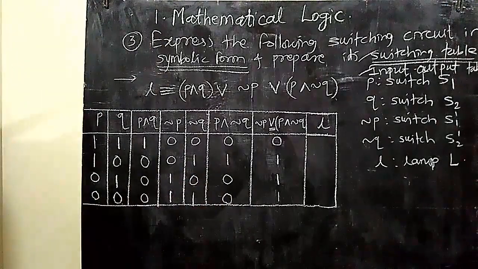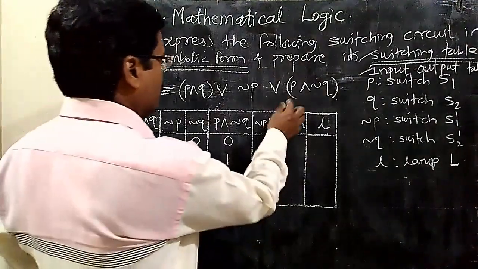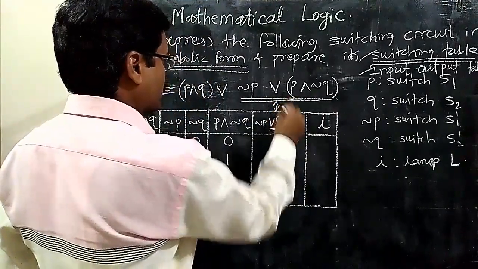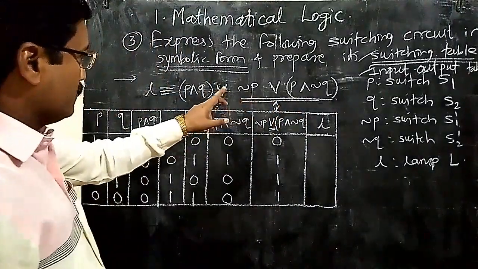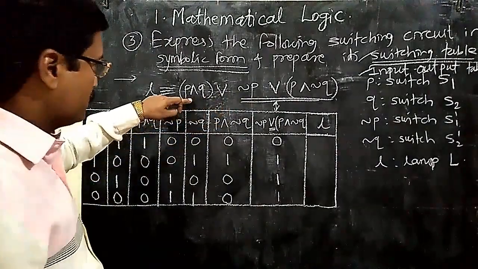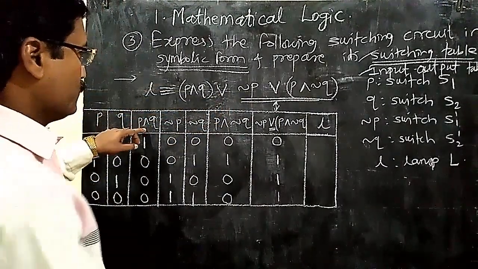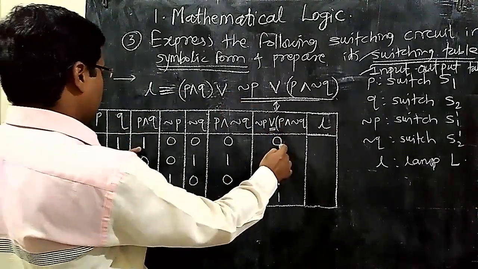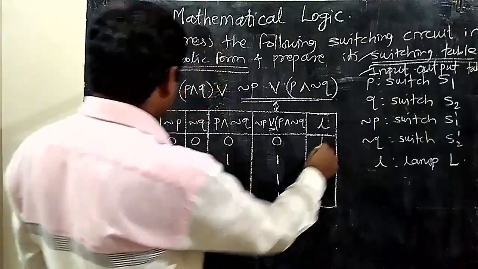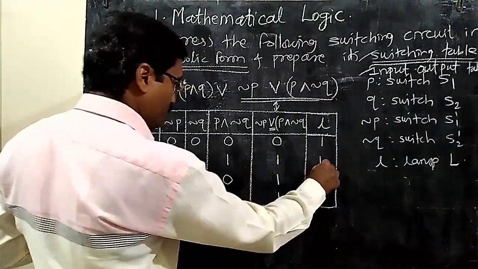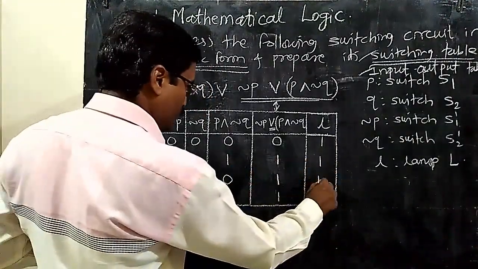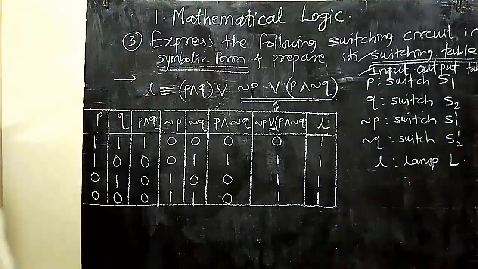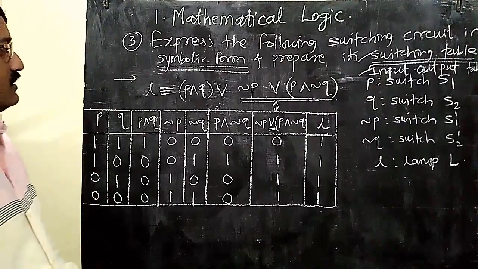Now in the last step, what we have to do here? This is our second last step: we will take the union, the disjunction, with this P and Q. So the disjunction of these two. Disjunction means addition again. 0, 1, 1, 0, 1, 1, 0 plus 1 is 1 and 0 plus 1 is 1. So in the last column we get all entries as 1.